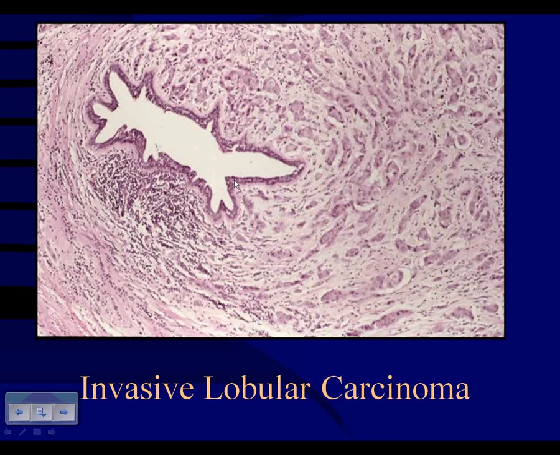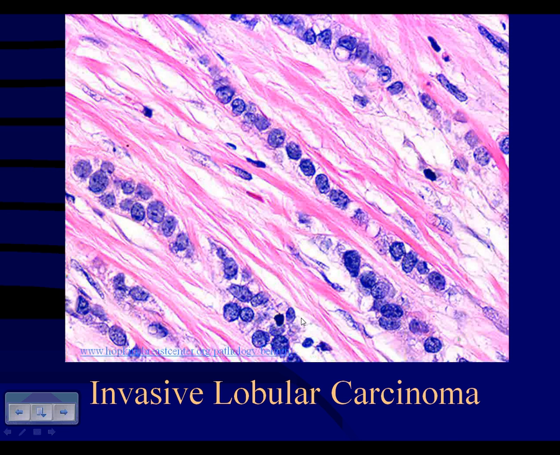Now, first of all, this is a normal duct right here. Normal duct surrounded by tumor. And you can see how it forms this kind of targetoid arrangement. That's also a feature on histology for lobular. These are the malignant cells out here that are in small nests and single file. These are lymphocytes here.